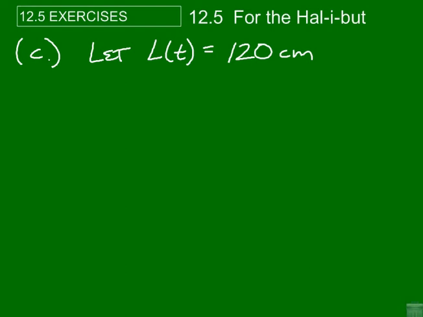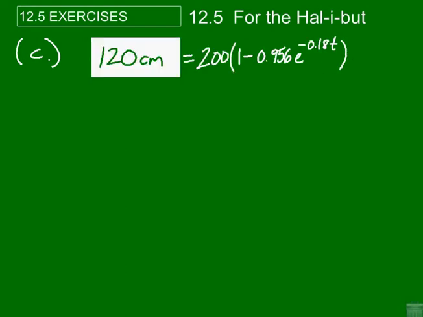All right, part C is, you've got a halibut. It's 120 centimeters long, so how old is it? Well, if we take that formula and we plug in 120 centimeters for the L(t) value and set that equal to our function, now I have one unknown, and it is the exponent, or the variable here, t, and so we'll go ahead and go about solving that thing.